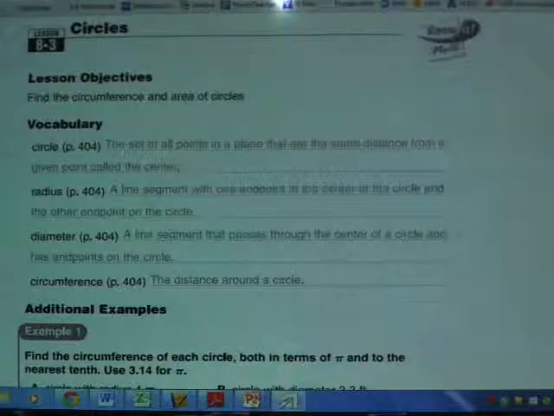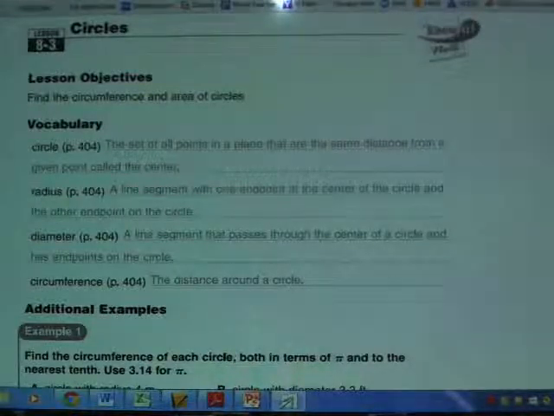Diameter. That's a line segment that passes through the center of a circle and has endpoints on the circle. So if you're sitting there thinking, is that the line that goes all the way across the circle? Not exactly. It does go all the way across the circle, but it also has to go through the center. You can draw a line across the circle but not make it go through the middle. That's just called a chord. But when it goes through the center as well, then it becomes the diameter.